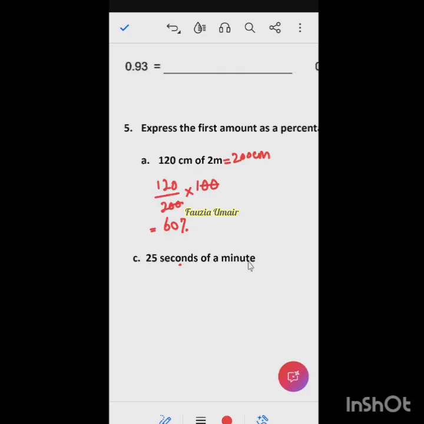So we will go to the smaller unit. Minute को हमने convert करना है. Minute का क्या मतलब है? कितने seconds हैं? 60 seconds. Very good. So 25 seconds of 60 seconds. So it means the fraction is 25 by 60. अब how to convert it into percentage?